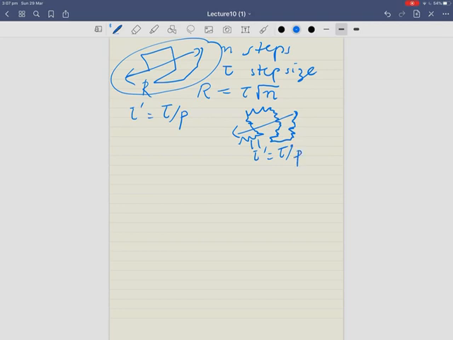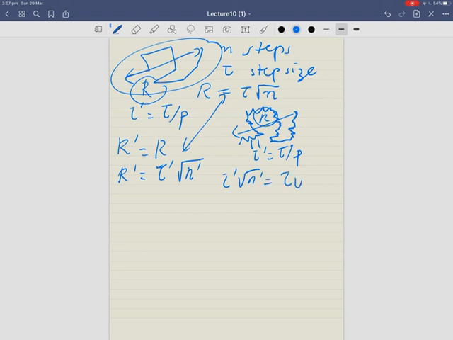Now, I know my random walk must have the same size. So r prime, this size, must be equal to my original random walk, because they're the same random walk. So r prime equals r. And I also know that r prime, because it's a random walk, must be equal to tau prime times the square root of n prime. That's not a definition, but a property of the random walk. So we can equate these two, and we get tau prime root n prime equals tau root n.